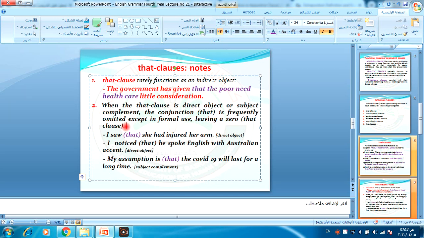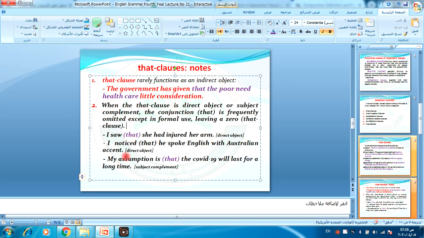Consider the following examples. I saw that she had injured her arm. Here, the that clause, that she had injured her arm, is a direct object. So the conjunction that can be deleted. So I can say, I saw she had injured her arm, without using the conjunction that. The same thing applies for the next example. I noticed that he spoke English with Australian accent. The that clause here functions as a direct object, so we can delete the conjunction that. So I can say, I noticed he spoke English with Australian accent.